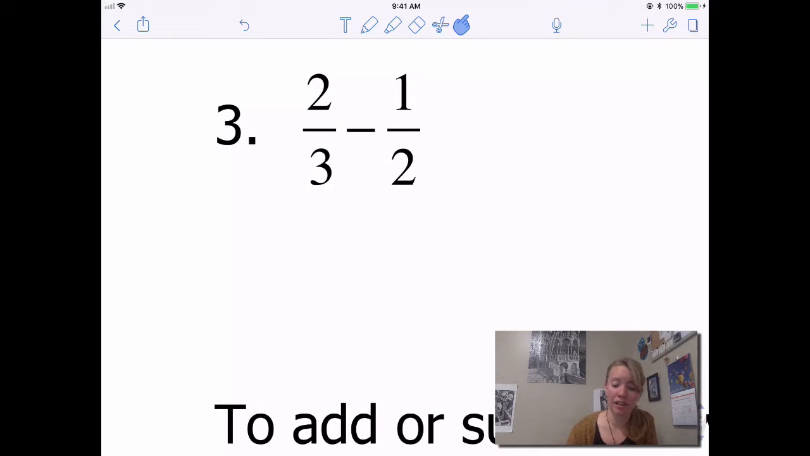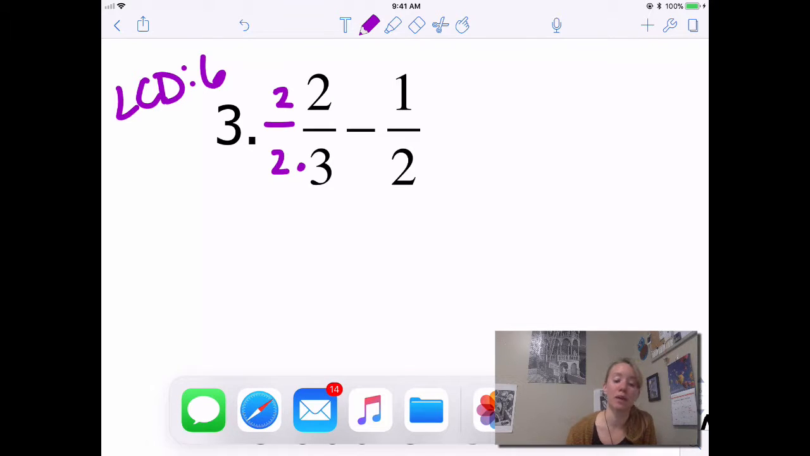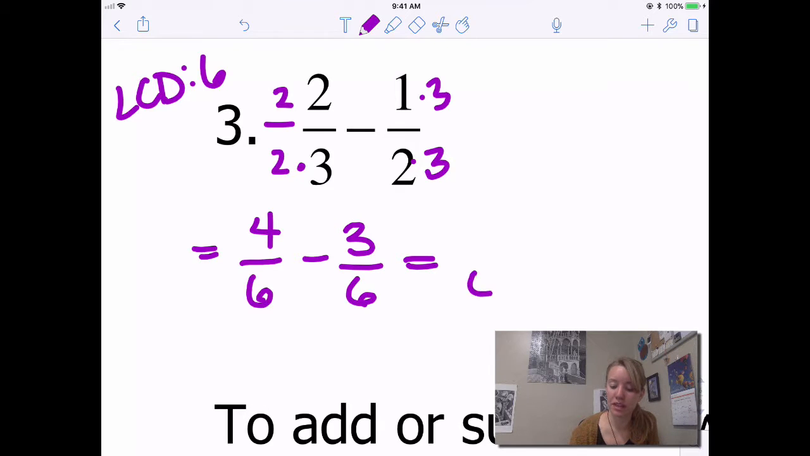Subtraction is the same kind of thing. I've got to have a common denominator. Here I don't have a common denominator, so I look to find that my common denominator is 6. So I've got to multiply the denominator and the numerator of the first fraction by 2 to get the denominator to be 6. And then I multiply the denominator and the numerator of the second fraction by 3 to get that one to be 6. So this subtraction problem becomes 4/6 minus 3/6. Keep the denominators, subtract the numerators. 4 minus 3 is 1.